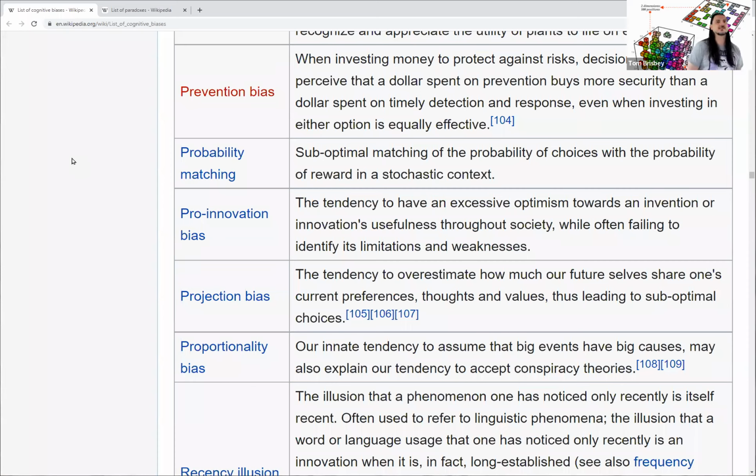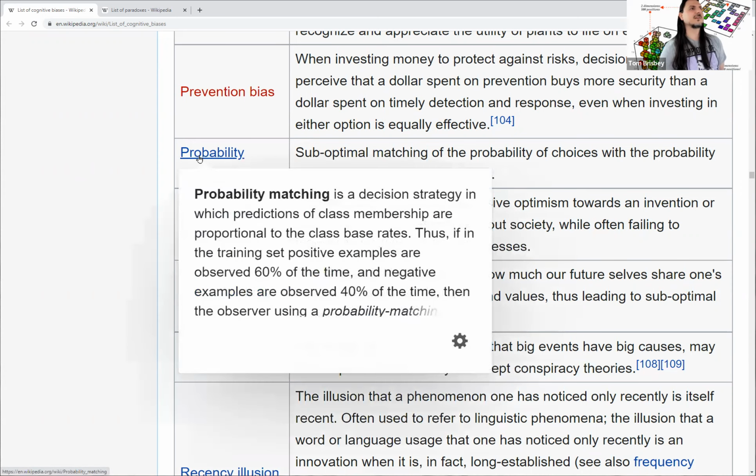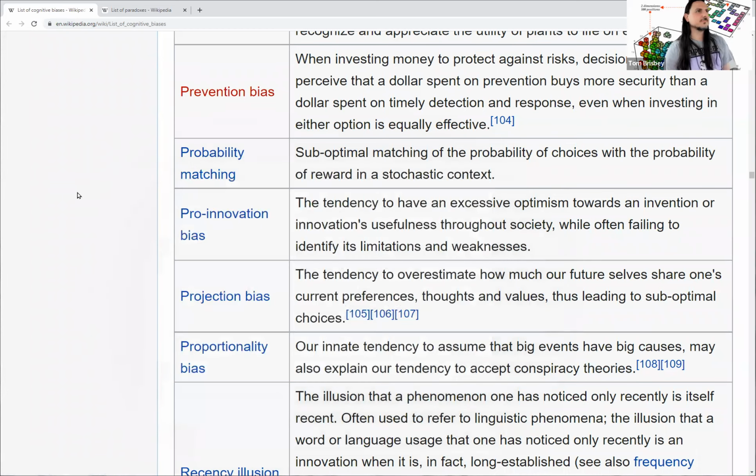That's prevention bias. Probability matching, suboptimal matching of the probability of choices when the probability of reward is in a stochastic context. Let me see if they have a better definition for that. Probability matching is a decision strategy in which predictions of class membership are proportional to the class base rates. Thus, a training set of positive examples are observed 60% of the time, and negative examples are observed 40% of the time. Okay, all right, that makes more sense.